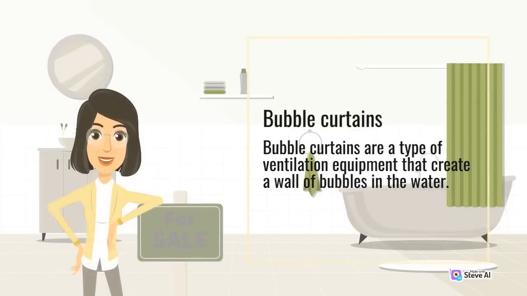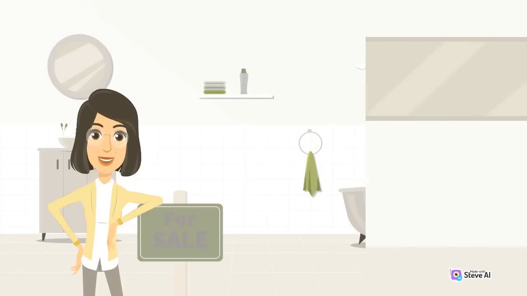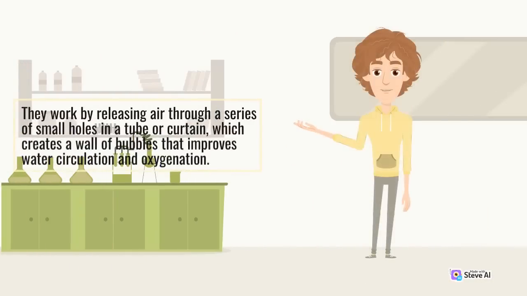Bubble curtains. Bubble curtains are a type of ventilation equipment that create a wall of bubbles in the water. They work by releasing air through a series of small holes in a tube or curtain, which creates a wall of bubbles that improves water circulation and oxygenation.